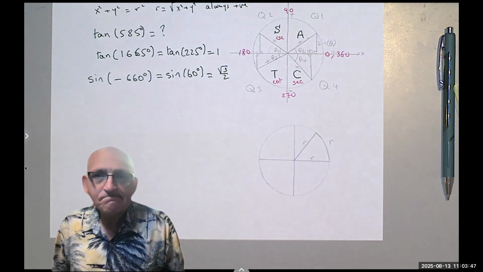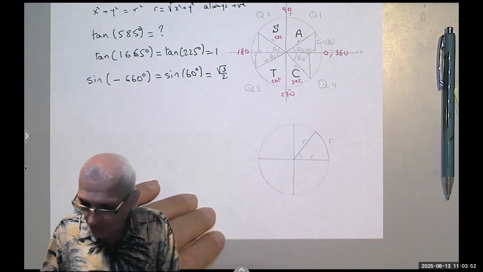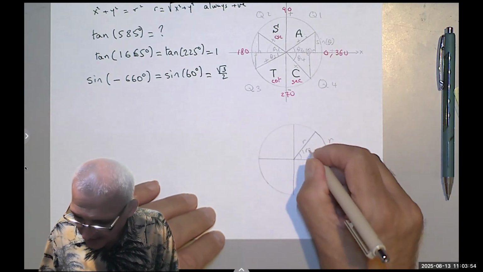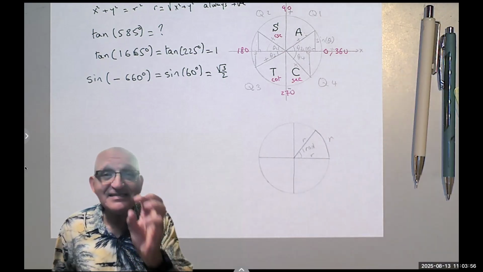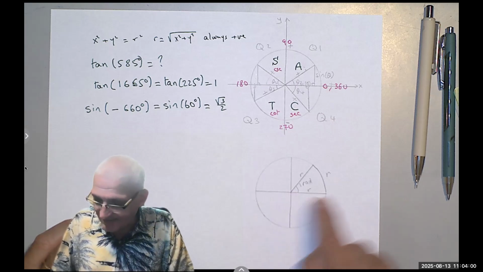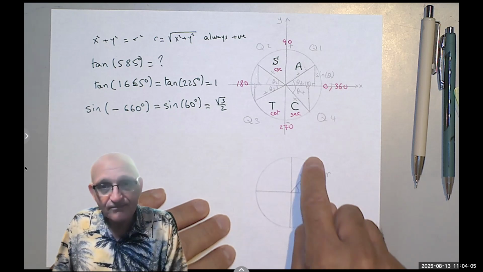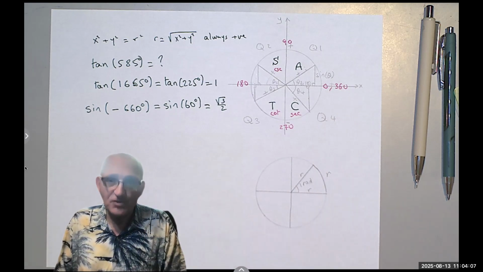Okay? So this angle right here would be called 1 radian. So a radian angle is an angle that has as its arc equal to its radius, to the radius of the circle.